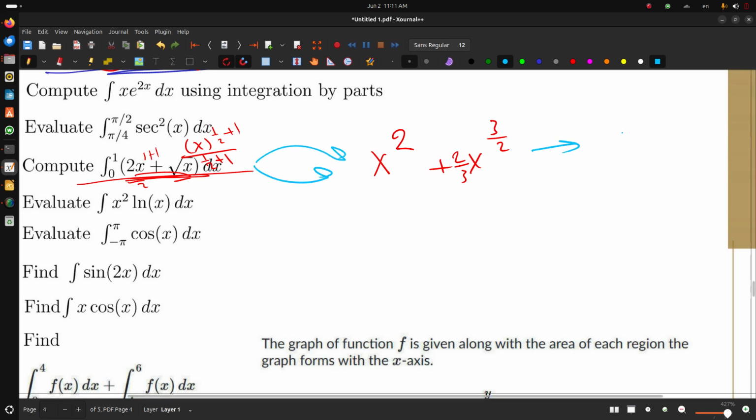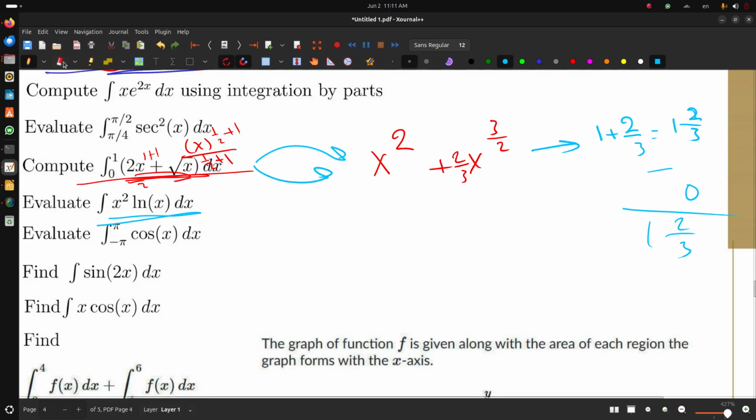But when you plug in 1, you will find it to be 1 plus 2/3, which is equal to 1 2/3. Let's keep it 1 2/3. Okay, when plugging in 0, it will be 0. So 1 2/3 minus 0, it will be 1 2/3. Okay, this one we need to find the integration by parts.